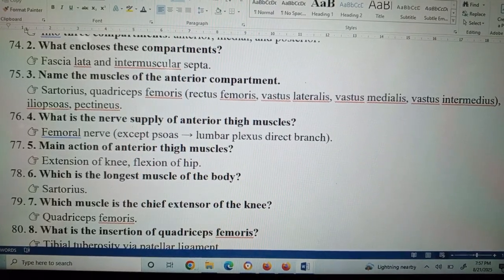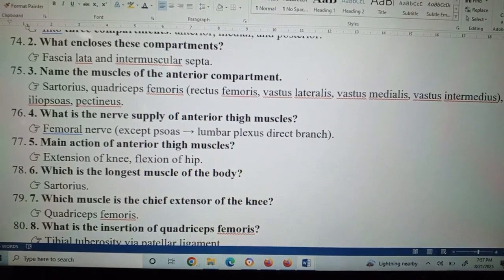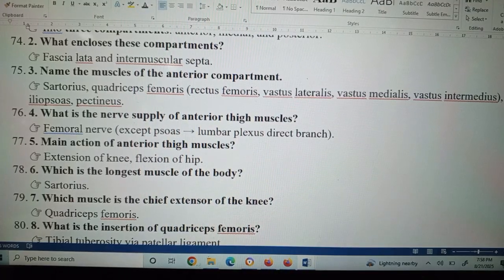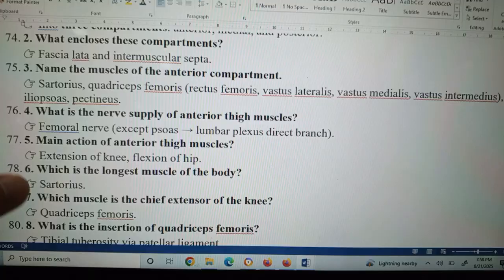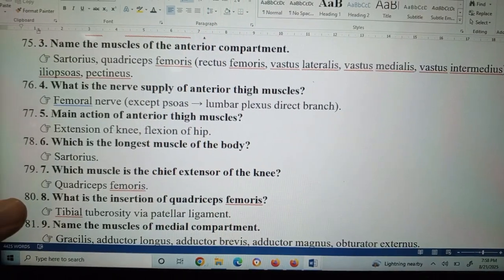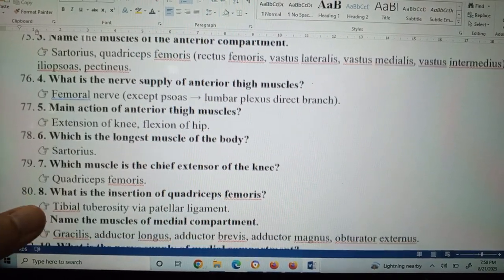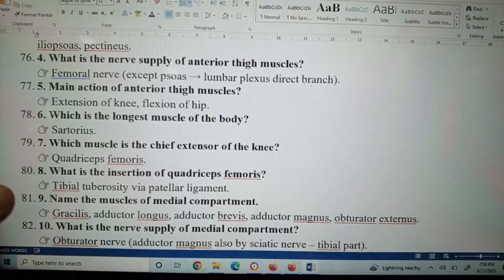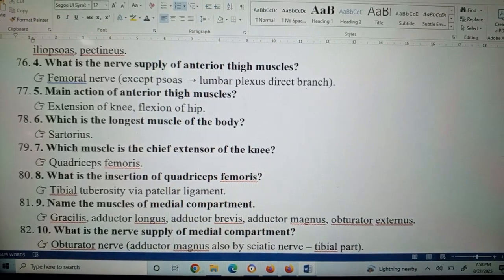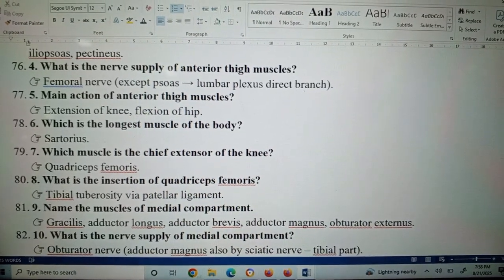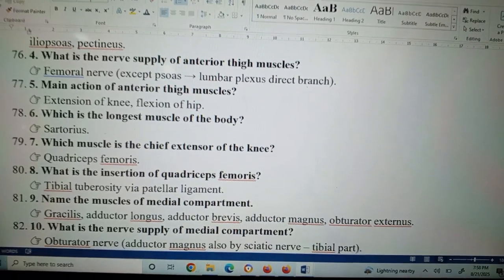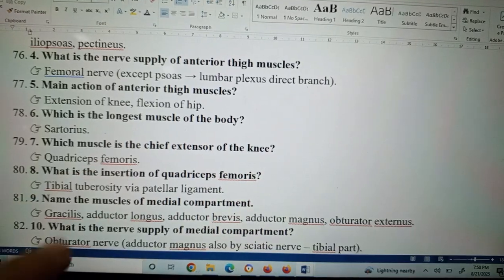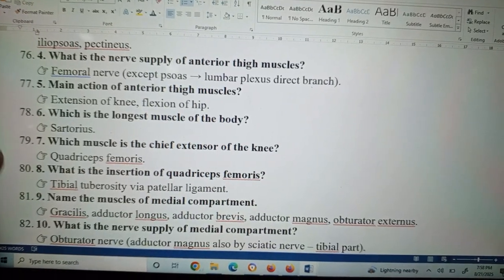What is the nerve supply of the anterior thigh muscles? Femoral nerve, except the psoas muscle, which is directly supplied by the lumbar plexus. The lumbar plexus is also very important. Please learn the lumbar plexus on your own. Main action of the anterior thigh muscles: extension of the knee and flexion of the hip. Which is the longest muscle of the body? It is the sartorius. It goes obliquely in the thigh. You can see it in the thigh model video.